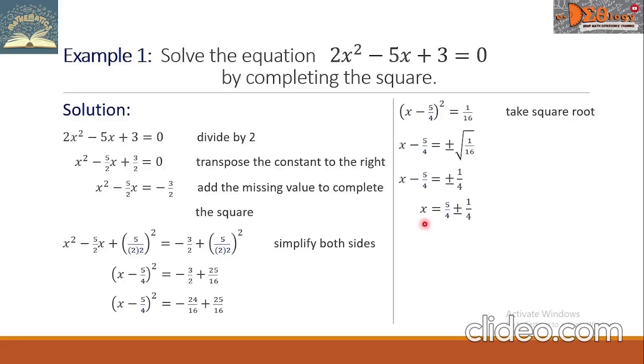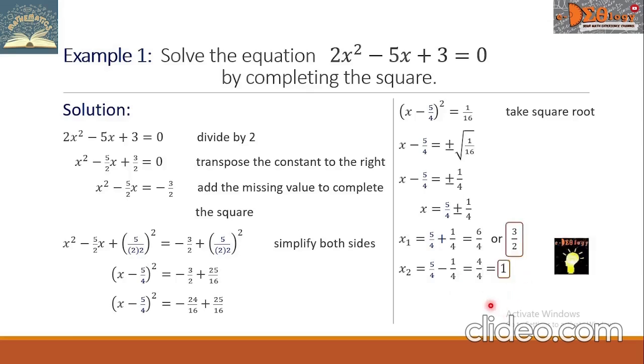Now we split the values of x, one with a plus, the other with a minus. Let's begin with the plus, that is the x of 1. We have now 5 over 4 plus 1 over 4. This is equal to 6 over 4 or 3 over 2. Now the minus, that is our x of 2. We have 5 over 4 minus 1 over 4 equals 4 over 4 equals 1. These are now the values of the x. We call these solutions or roots.